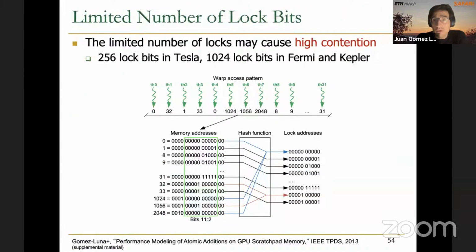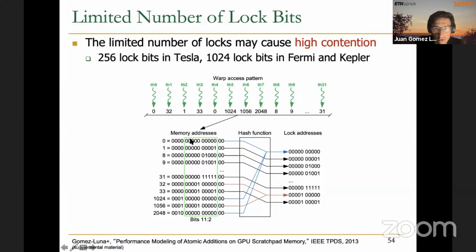As I said before, the number of lock bits is limited, and this is what causes the high contention that we found in the Tesla architectures and Fermi and Kepler as well. It was even worse in the Tesla architecture that only had 256 lock bits, and here in this picture you have more or less the same effect that I explained before. There you can see some threads that are to update element 0 or address 0, address 32, 1056, or 1024, 2056, and so on.